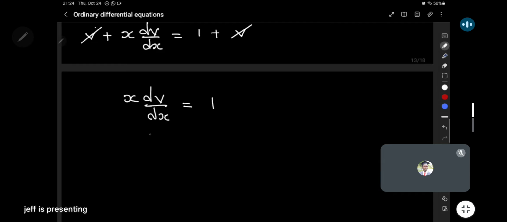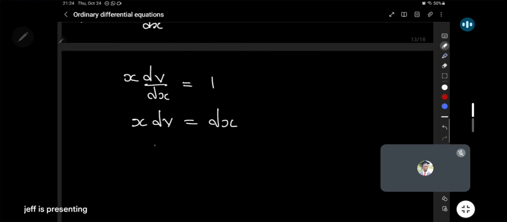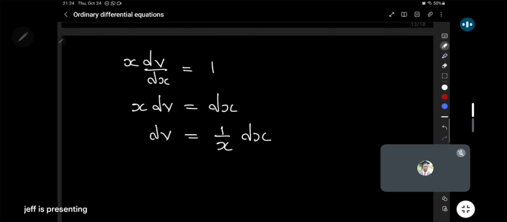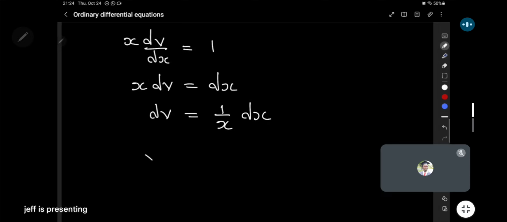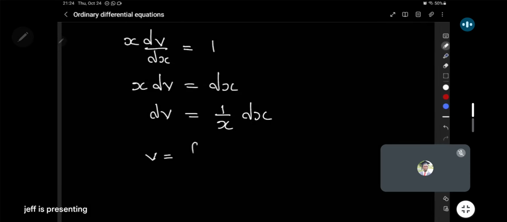As you can see here, just cross multiply the dx so that it goes on the right side. Divide both sides by x so that now you have 1 over x dx on the right. From here, you can now integrate both sides so that you have the integral of 1 over x dx on the right.